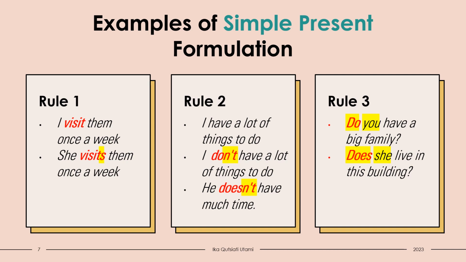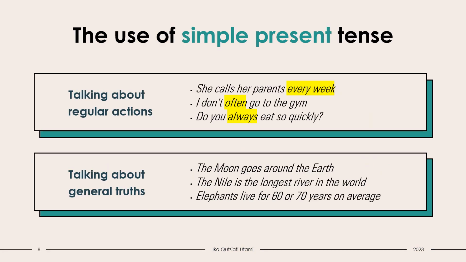But now we have a question. How can we use the simple present tense? Let's look at the different ways you can use this form. We use the simple present tense when we talk about a regular action. This is one of the most common uses for the simple present tense. Let's just look at some examples here.